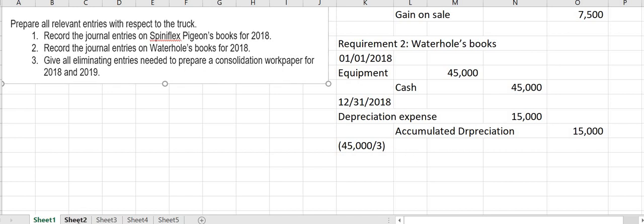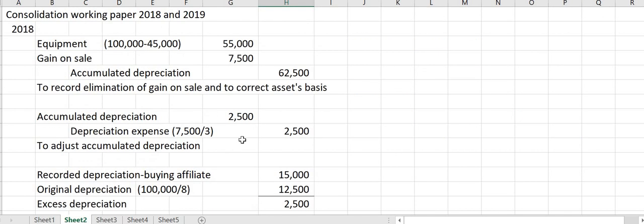Our next requirement is to give the consolidation working papers, or the eliminating entries, for 2018 and 2019. Again, the purpose of our working paper eliminating entries is to bring back the cost and carrying amount of the property, and to adjust the accumulated depreciation as if the intercompany sale did not occur between the affiliated companies.